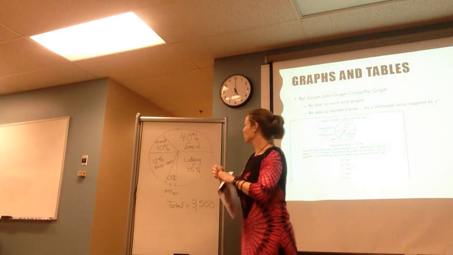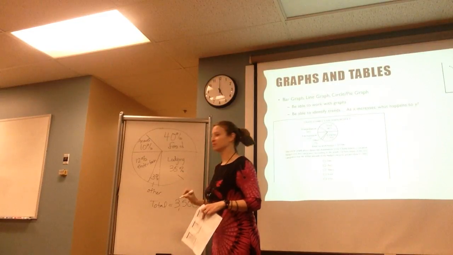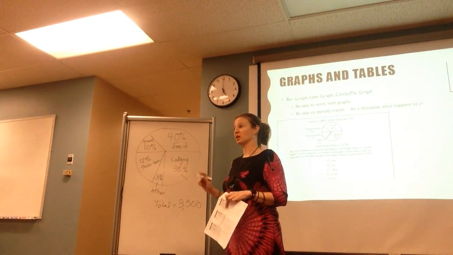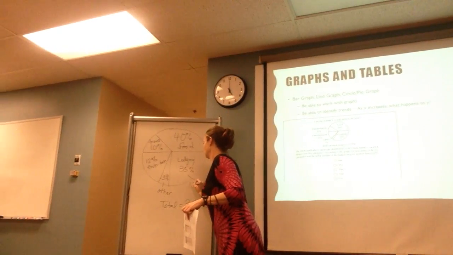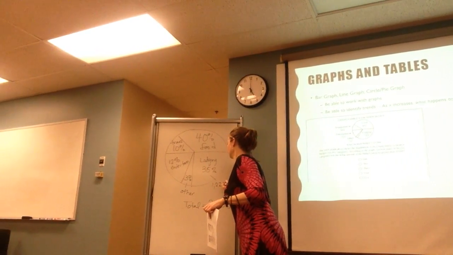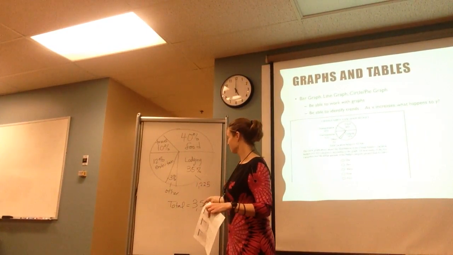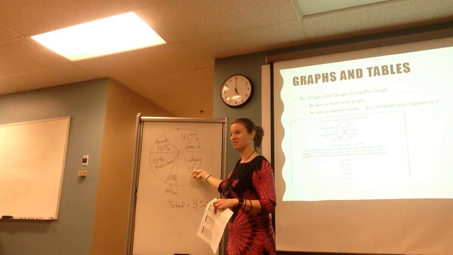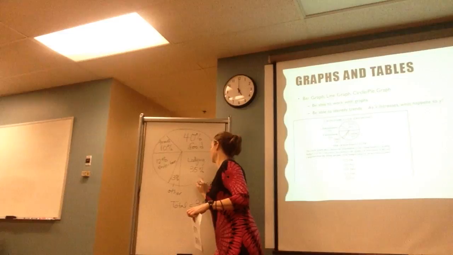Okay, so I don't have a calculator in my hands. How much did they spend on lodging? Exactly 1,000? 1,245. How did you find that? I did 3,500 times 0.35. Good. 3,500 times 0.35 should give you the amount. I'm going to trust you on the amount.